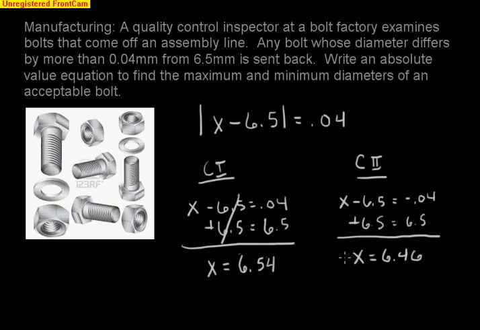So now what does this mean? This means that the bolt can have a maximum diameter of 6.54 millimeters, or it can have a minimum of 6.46 millimeters. So there's a great word problem there that shows how to solve an absolute value as well. So hopefully this quick video reinforces what we learned in section 1.7 for solving absolute value equations.